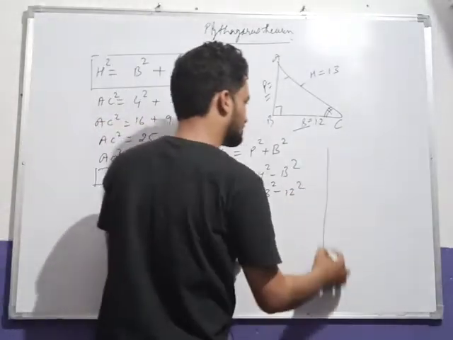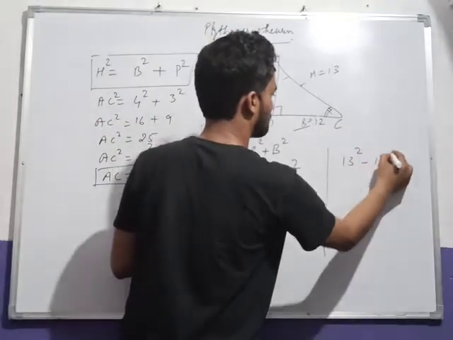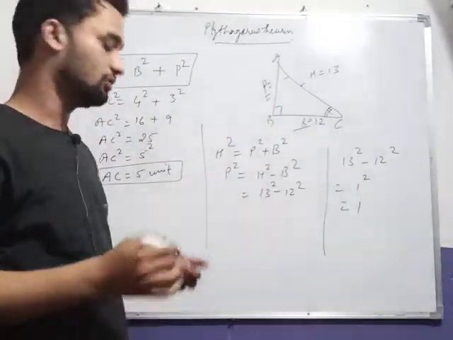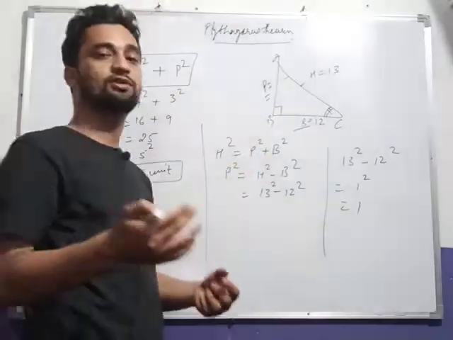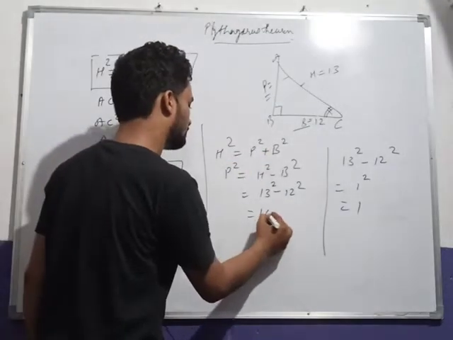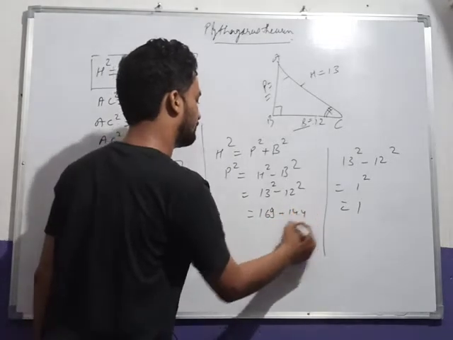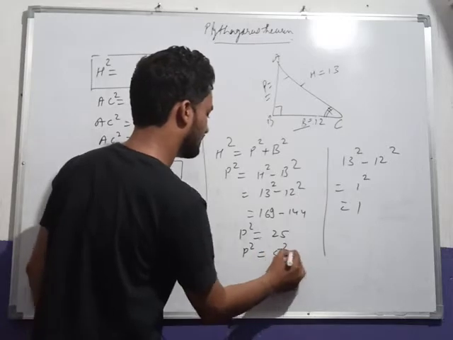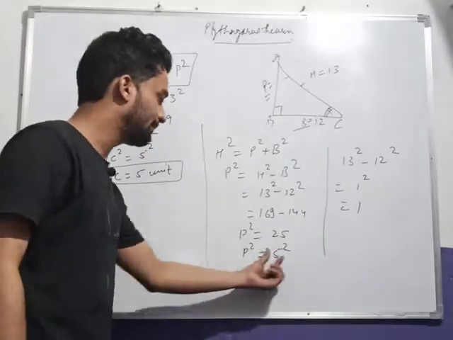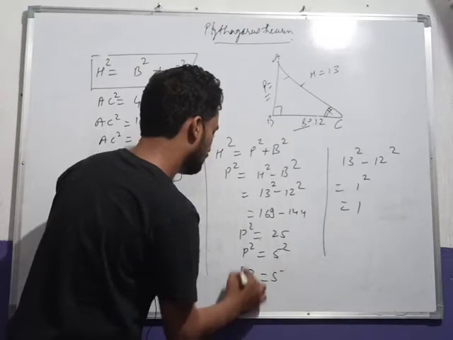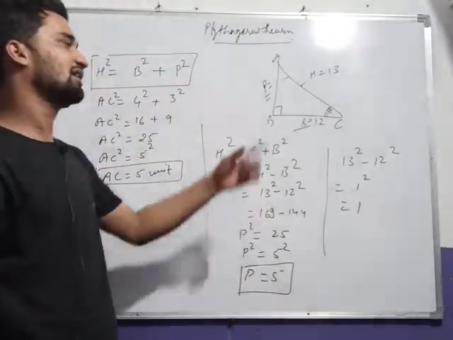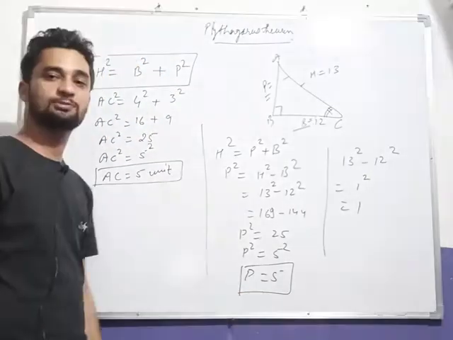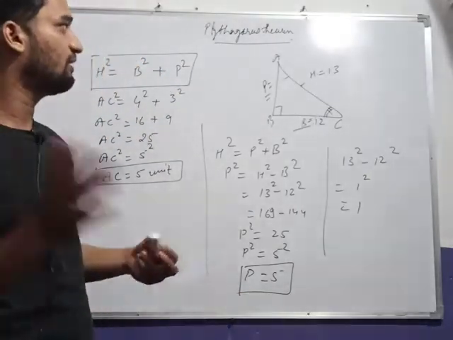So one thing you make sure, some of the students make a mistake: 13 squared minus 12 squared is equal to 1 squared, that is 1. That is totally wrong. Don't do this. First of all we need to find the squares. So 13 squared is 169 minus 12 squared, 144. This will be 25. So P squared is 25, and we can write 25 as 5 squared. On comparing, P must be equal to 5. So the length of the perpendicular, in the case when the hypotenuse is 13 cm and the base is 12 cm, must be 5 cm. I think this is enough for the Pythagoras theorem.